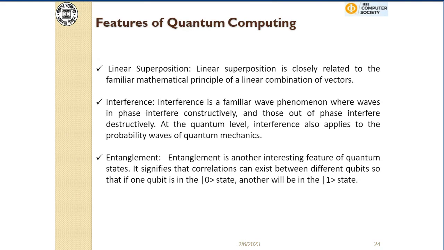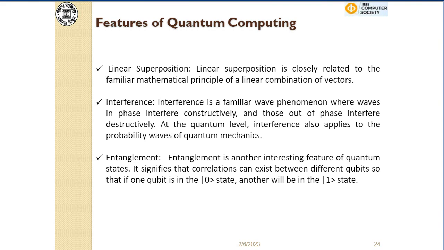These are the intrinsic features of quantum computing. Linear superposition: we have already discussed that any particular solution, or a combination of a number of qubits, can also be a probable solution to your problem. Interference is also a familiar wave phenomenon, where two waves interfere constructively when they are in phase and interfere destructively when they are out of phase. And entanglement is another interesting feature, and it is being widely used nowadays.